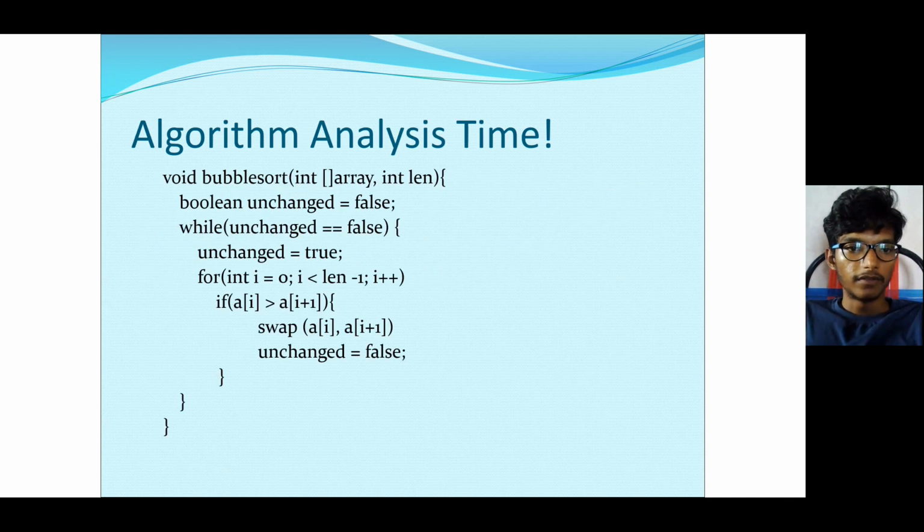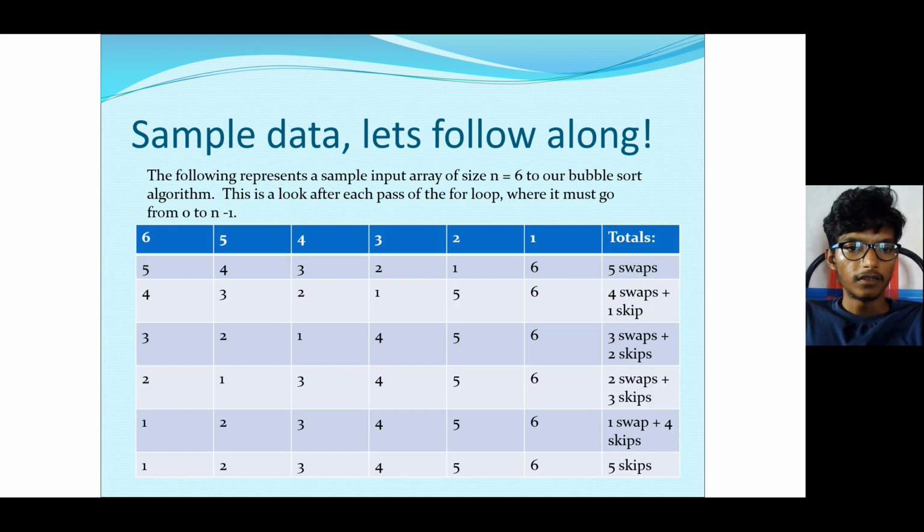So this is an example we take. This is a bubble sort algorithm. If we take the sample data, the following represents a sample input array of size n equal to 6 for our bubble sort algorithm. This is a look after each pass of the for loop, where it must go from 0 to n minus 1. So these are the total number of swaps in this bubble sort for each for loop.